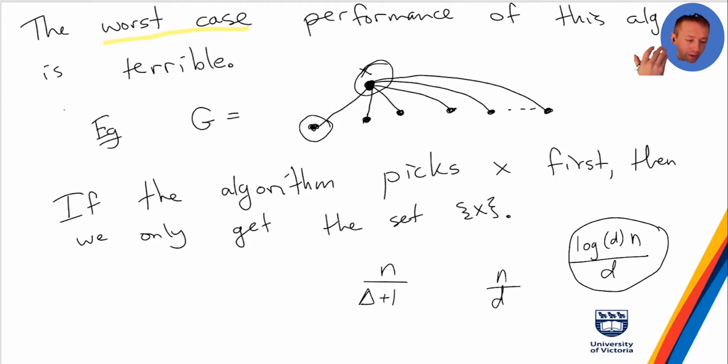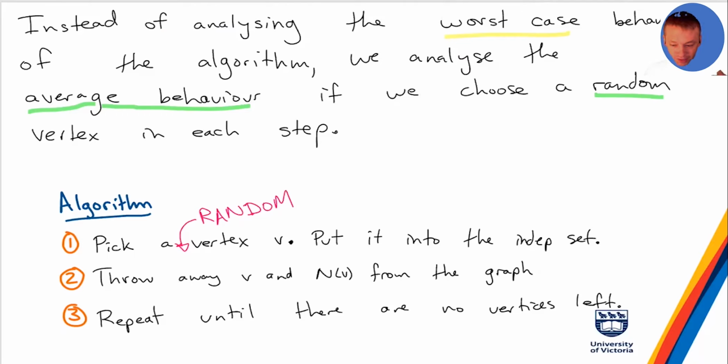So this is what I want to analyze: the average case of the algorithm if I make random choices at every step. So instead of picking just the worst case vertex in every step, what I'm going to do is look at all the vertices I have left and pick one uniformly at random, so every vertex has probability 1 over n of being chosen, and I keep implementing my algorithm with respect to this random choice at every step. So I throw it away, throw the neighbors away, then I look at what's left, pick a random vertex, throw it away, throw the neighbors away, and repeat until there's nothing left.